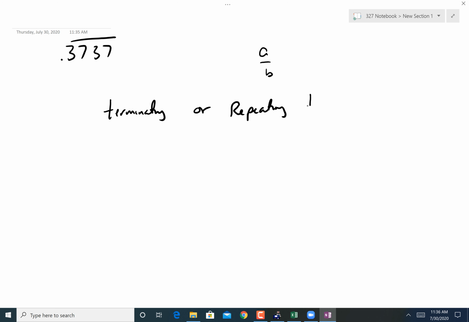Okay. It may have been a while since you've seen this cute little trick. If you're going to write this as a repeating decimal, you're going to write that as a fraction. Remember, another way to say a rational number is you can write it as a over b. It's also a terminating or repeating decimal. Okay, so to do this, the way to do it, you just write like this.